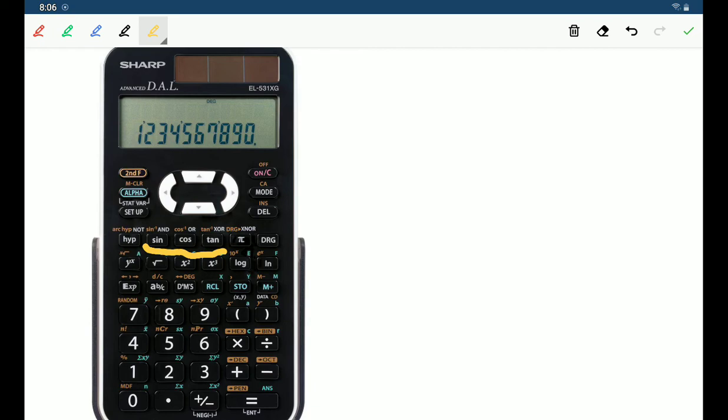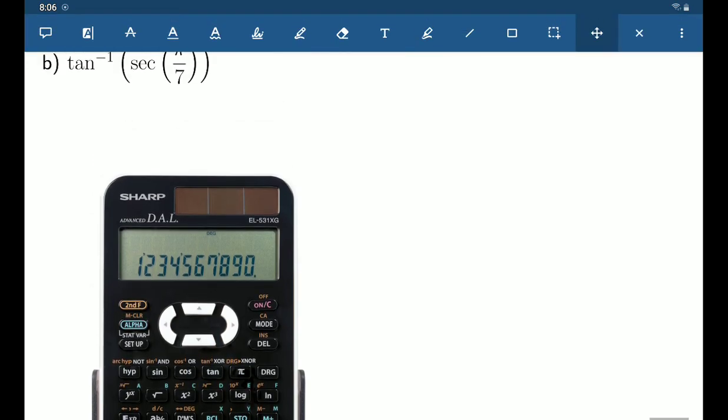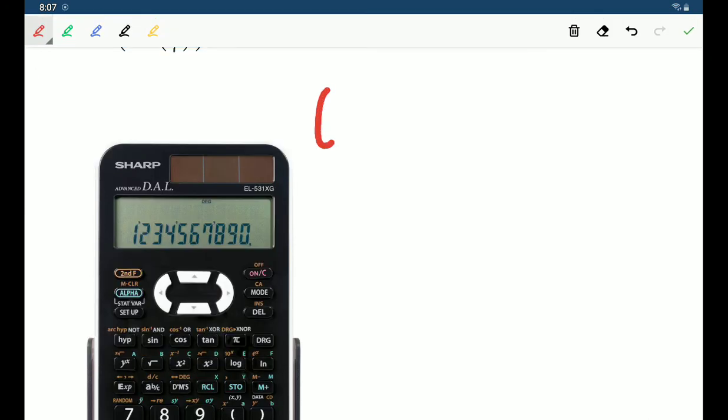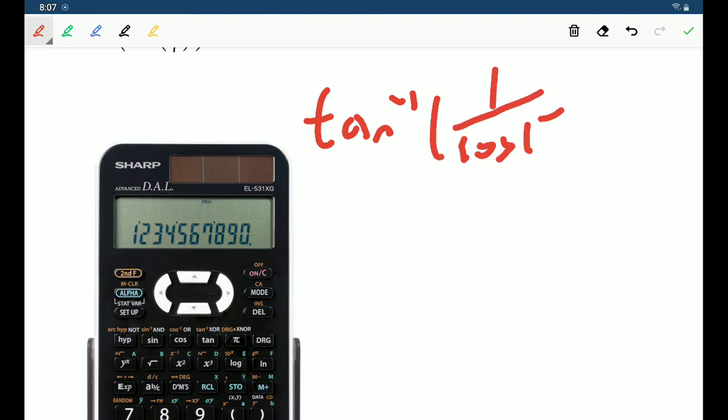And the one last thing just to mention before we get into the calculating is that for the inverse trig functions, those are found just using the second function and the trig function that you're looking at. So when we're looking for tangent inverse, we would be touching second function tan to get the second inverse function for tangent. So let's write down what we're looking for. We are looking for tangent inverse of secant of pi over 7, which I'm going to be thinking of as tangent inverse of 1 over cosine of pi over 7.